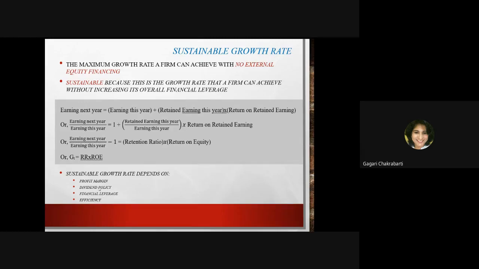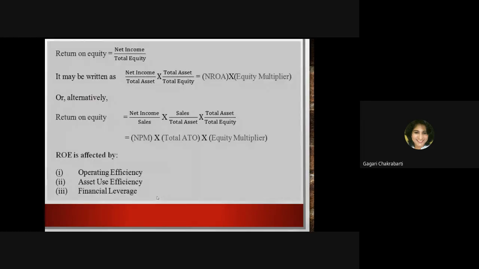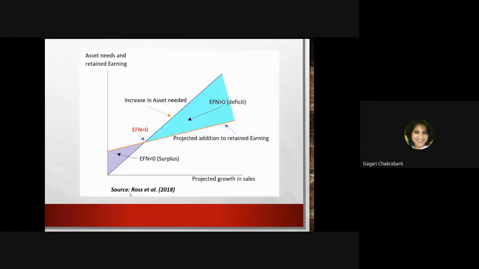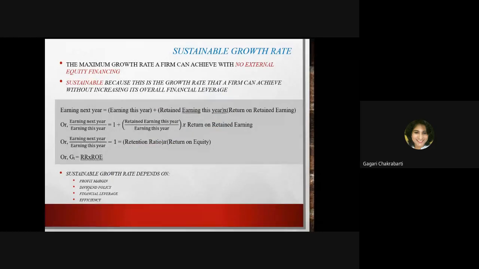Now the dividend policy from here is clear because there is retained earnings. So if the firm is following a very friendly dividend policy, so that the equity holders will be getting higher dividend, then the retention ratio will be lower, so that this part is related to the dividend policy. But from where are these 3 things coming: the profit margin, financial leverage, and the efficiency? In one of our earlier slides, we have shown that ROE is affected by profitability, efficiency, and financial leverage. So that is why the sustainable growth rate will be depending on these 4 things.